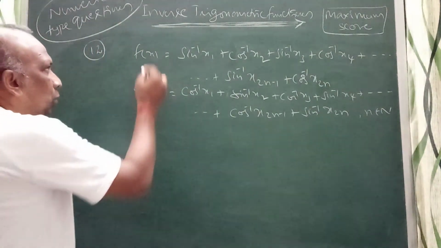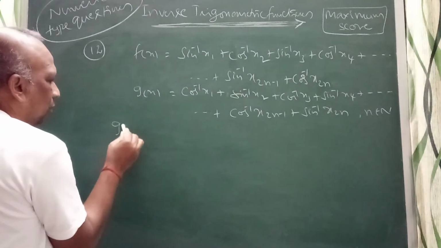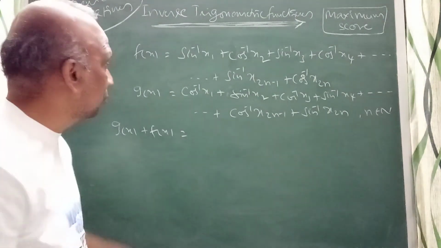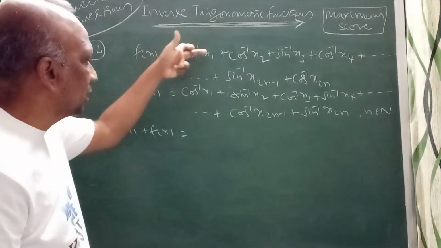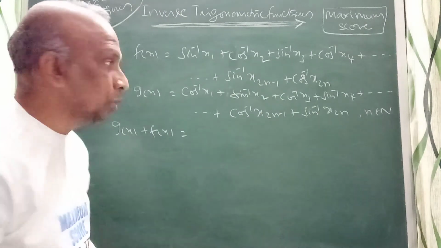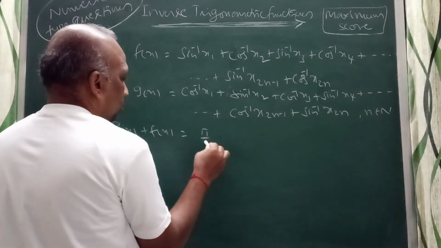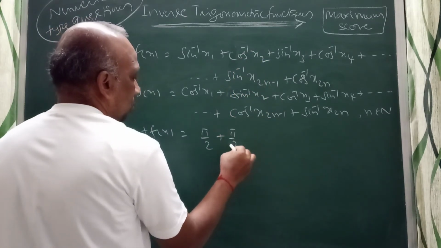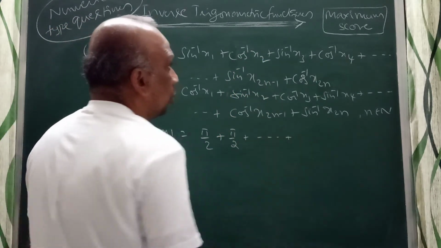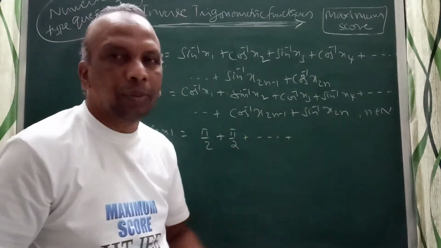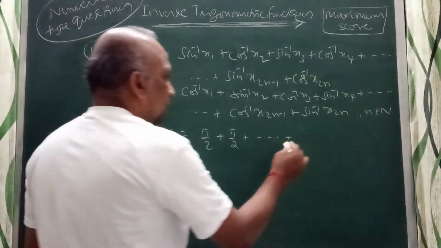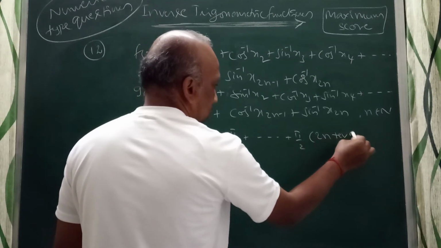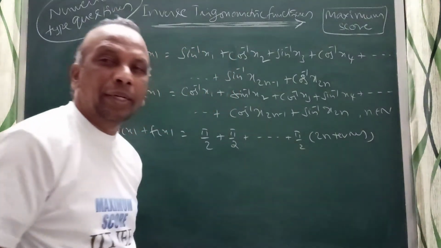In that case, if I directly add g of x plus f of x, corresponding values, sin inverse x1 plus cos inverse x1, you get pi by 2. Again, cos inverse x2 plus sin inverse x2, pi by 2. I can continue like this. How many terms do we have? 2n terms we have. Correct. I can continue pi by 2, this is 2n terms.